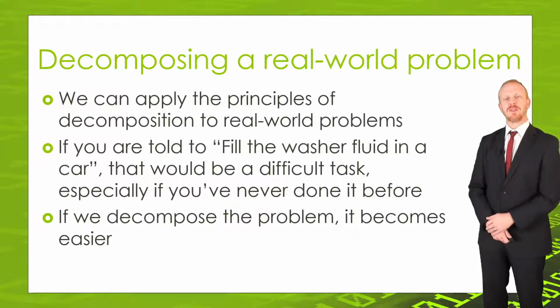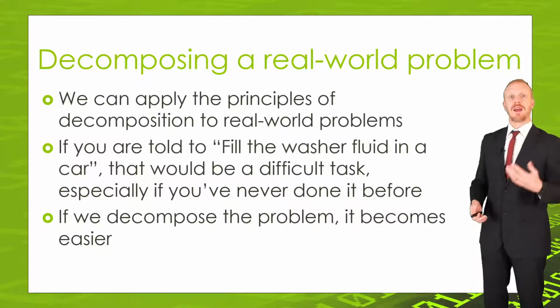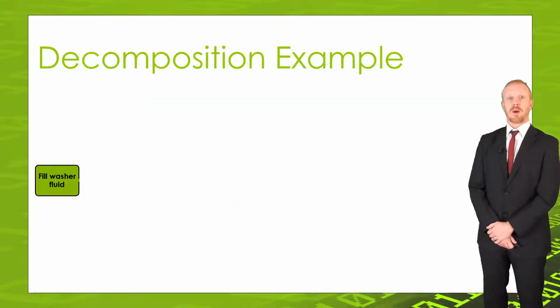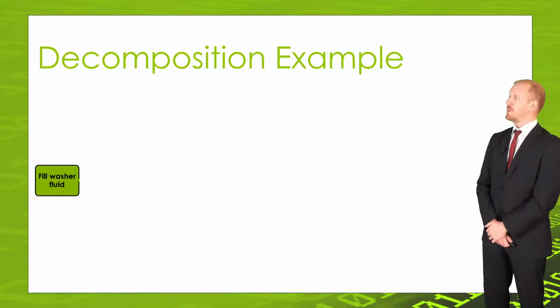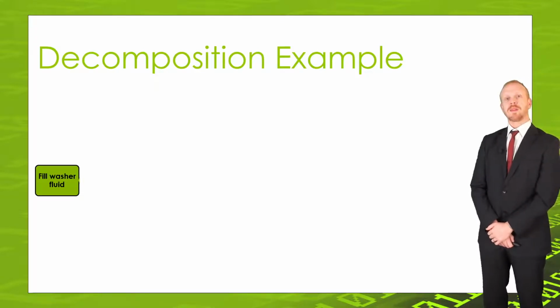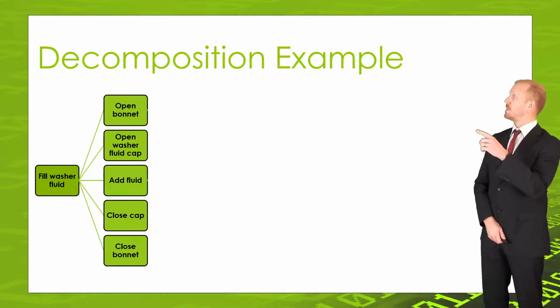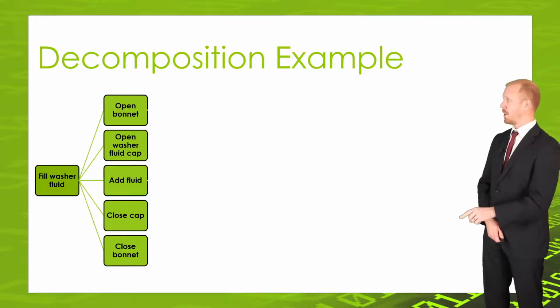What I need to do is give you instructions for how to do it. How do I get those instructions? I decompose the problem. So if I start with my top level problem, I'm doing this one left to right because it fits the screen better, which is fill washer fluid. I break that down. What are the steps needed to do that? Well, because I've done this before, I know the steps are open the bonnet, open the washer fluid cap, add the fluid, close the cap, close the bonnet.